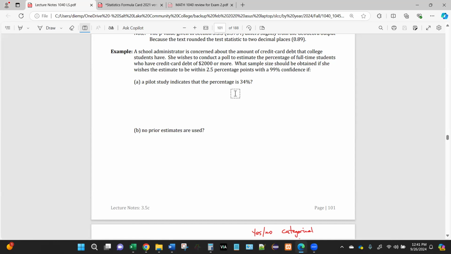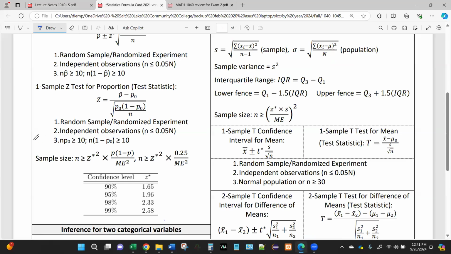There's actually a formula for the sample size. And it's here on your formula card. It's right here.